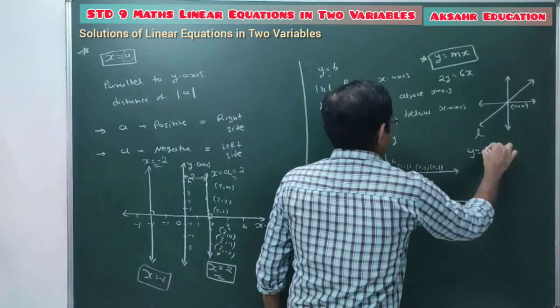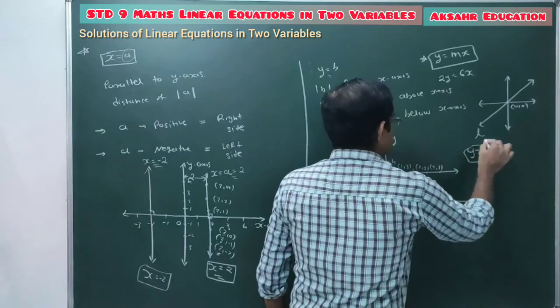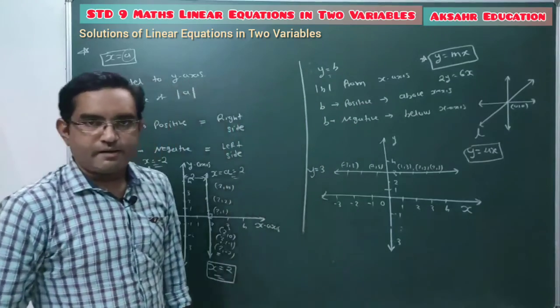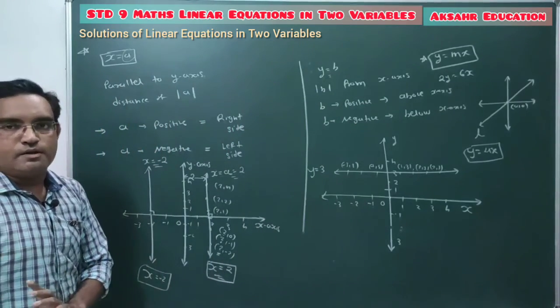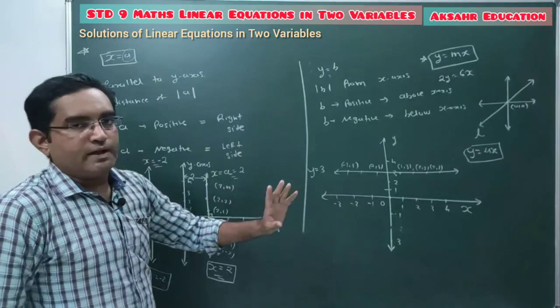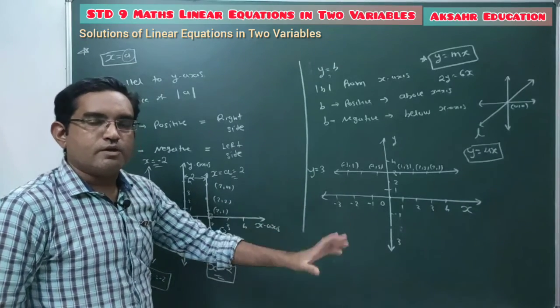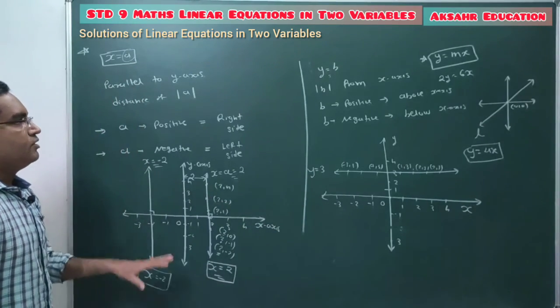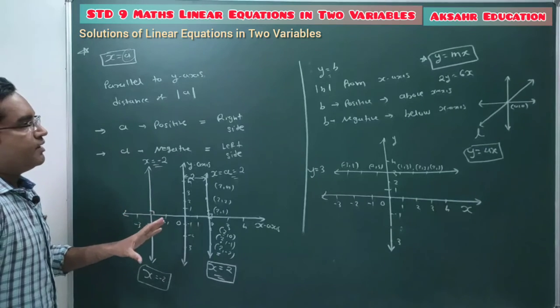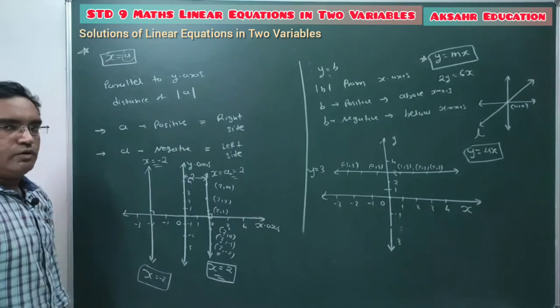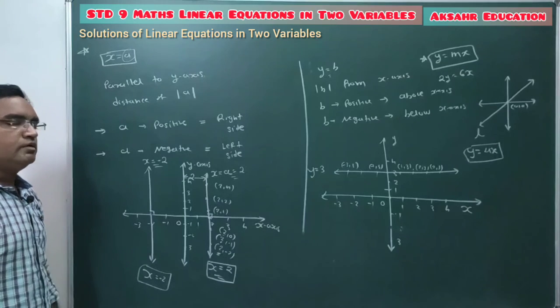Or y = 4x, that means only two terms are there, with variable x and variable y. Constant term is missing. So those are the equations of lines which always pass through the origin point. Clear, students? So this is the small introduction regarding different types of lines that you have to remember. So pause the video to note it down.